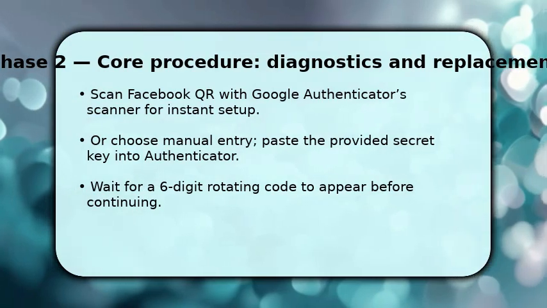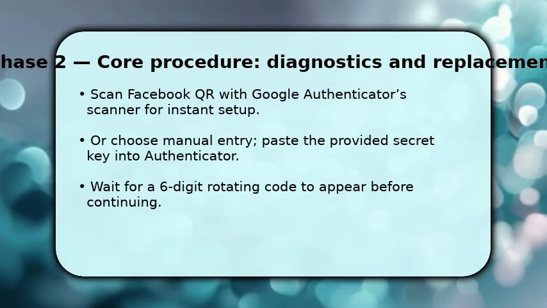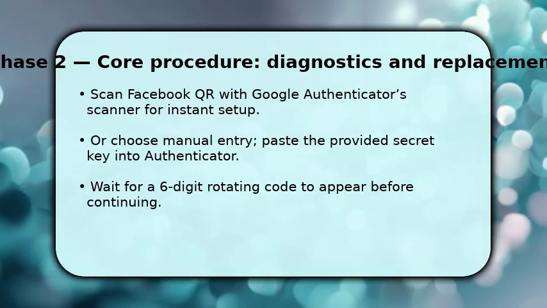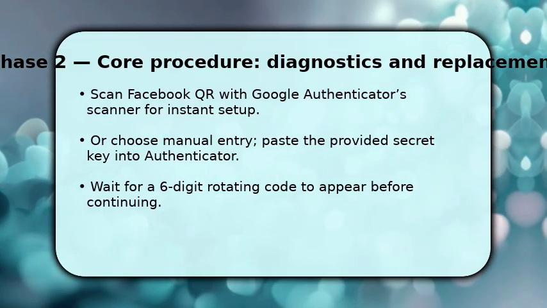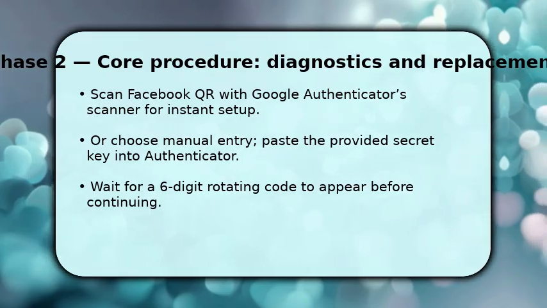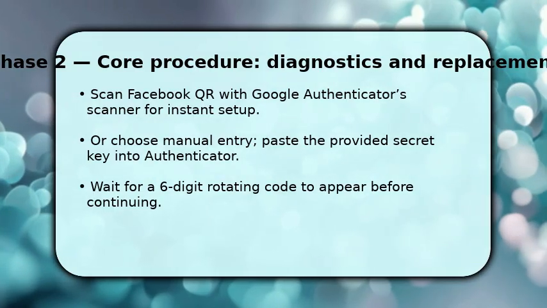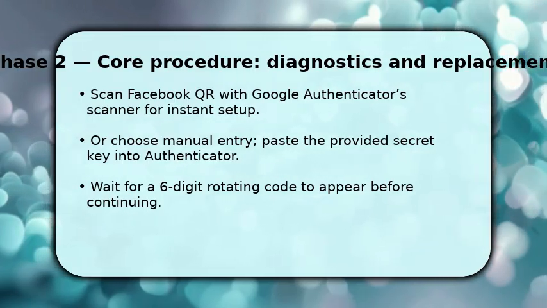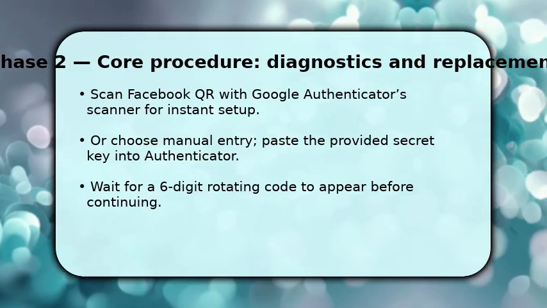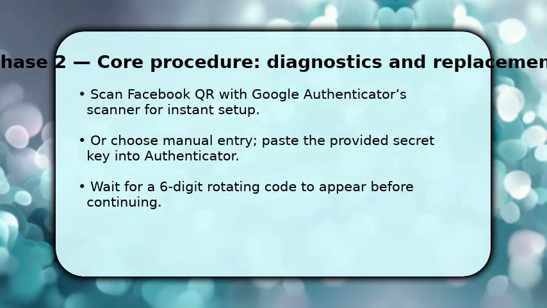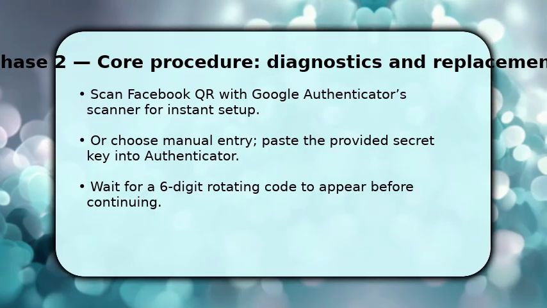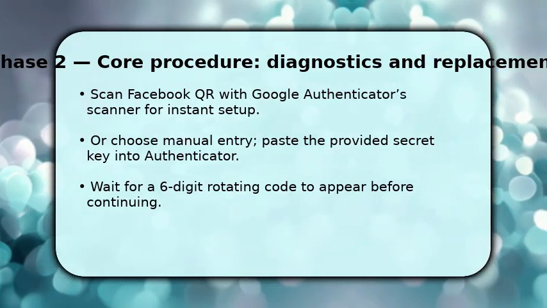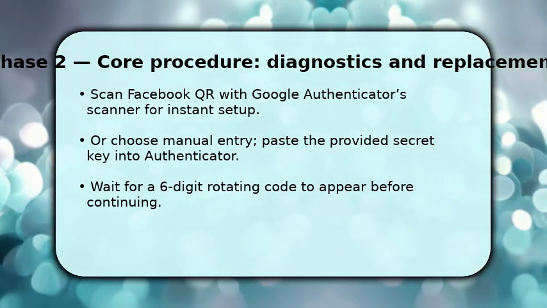If you scan the QR, the account appears immediately with a 6-digit code that refreshes every 30 seconds. If you type the secret key manually, double-check characters, then save. Make sure the code shown in Authenticator matches the time frame on your phone. Time sync matters. After you see the code, return to Facebook and enter that 6-digit number to verify the link and confirm two-factor authentication is active.